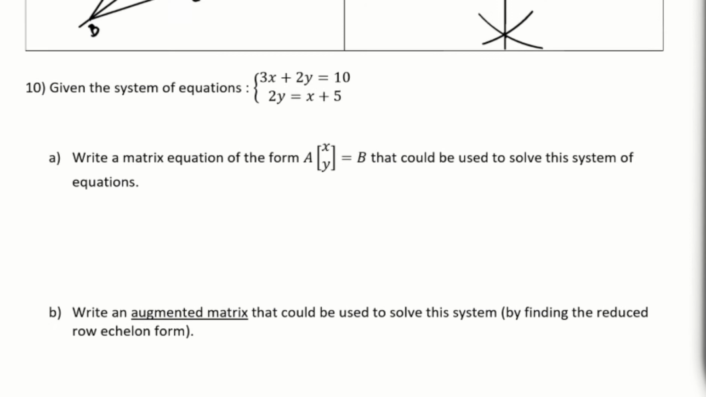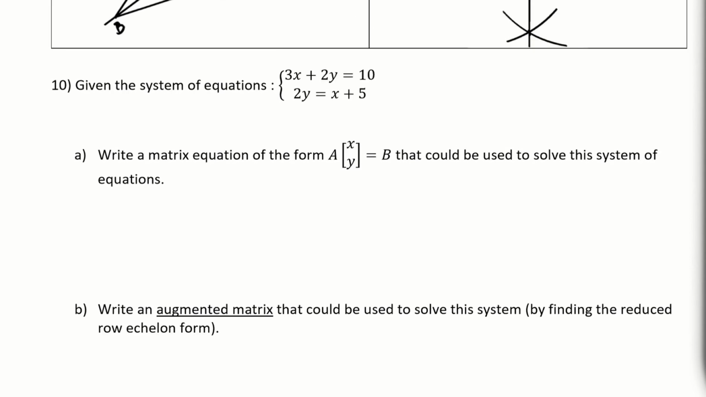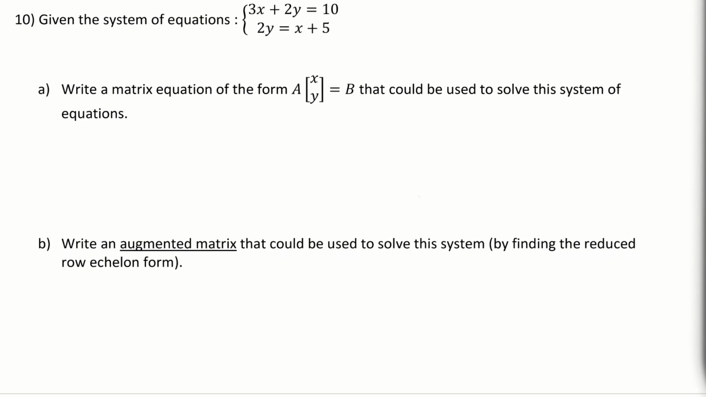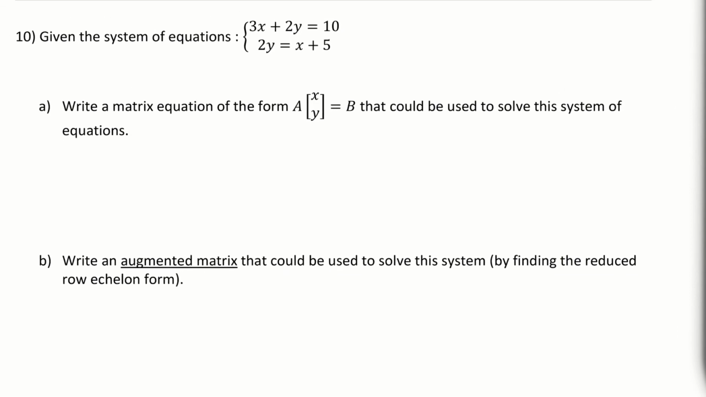Okay, the final problem is we are given a system here, and we're asked to represent this in the two ways that we discussed for representing systems using matrices. I'm not only going to show those representations, but I'm going to review how to use your calculator to solve those. So in the first case, it says write an equation matrix of the form A times [x, y] equals B.